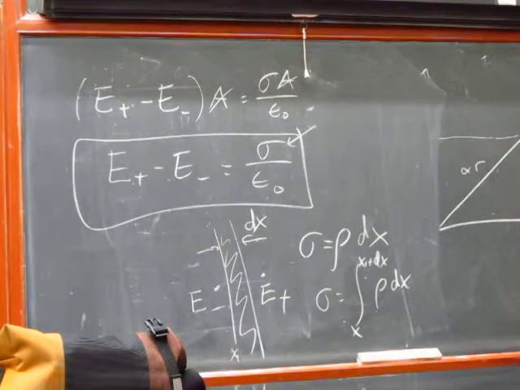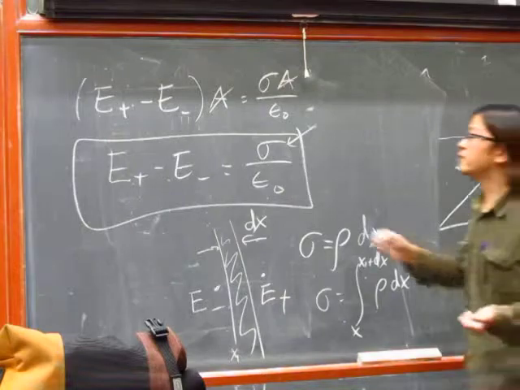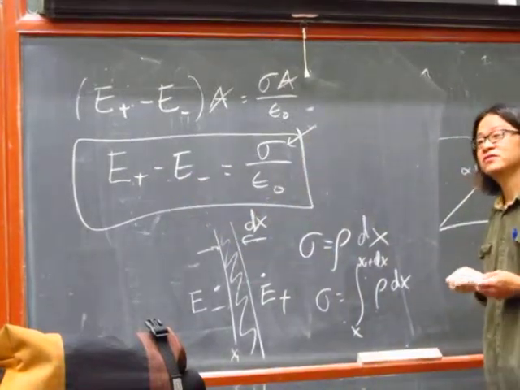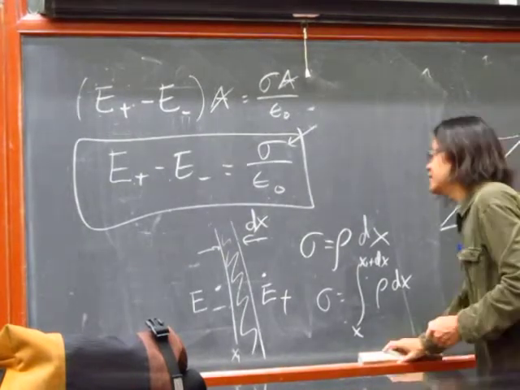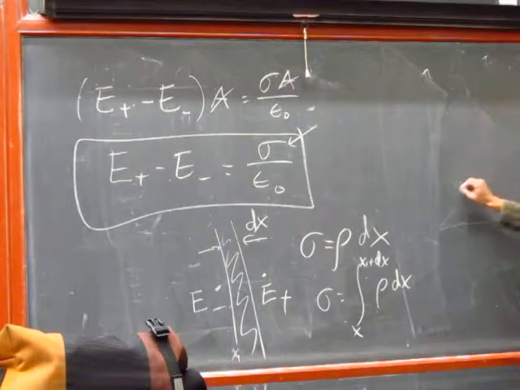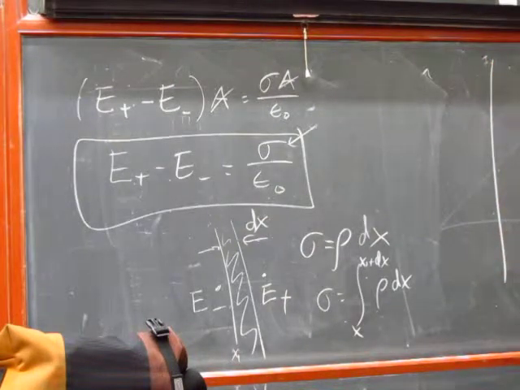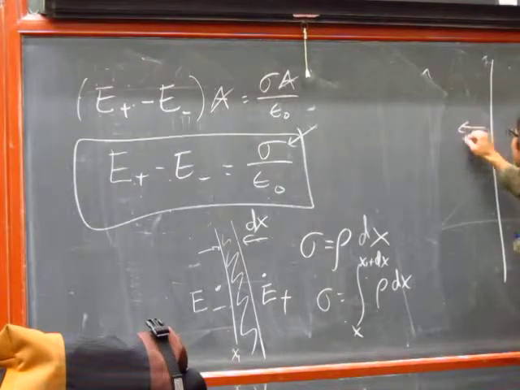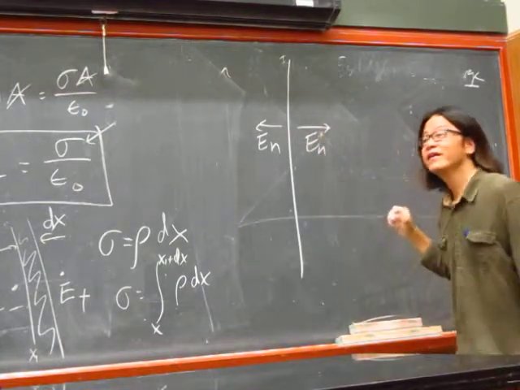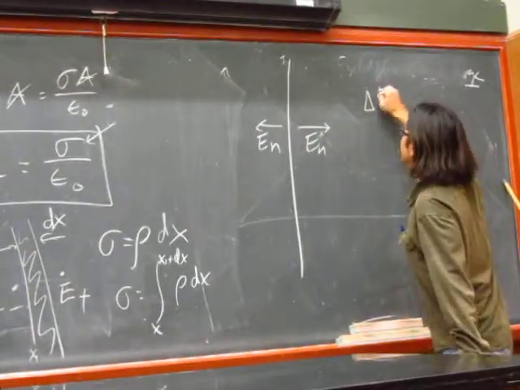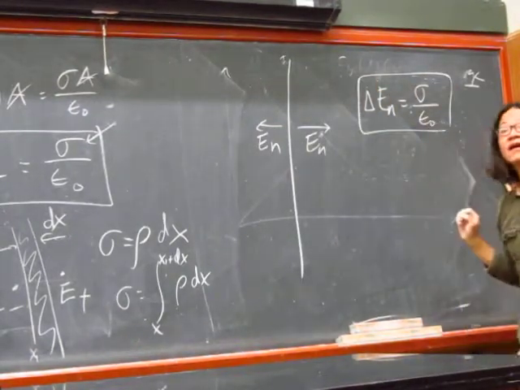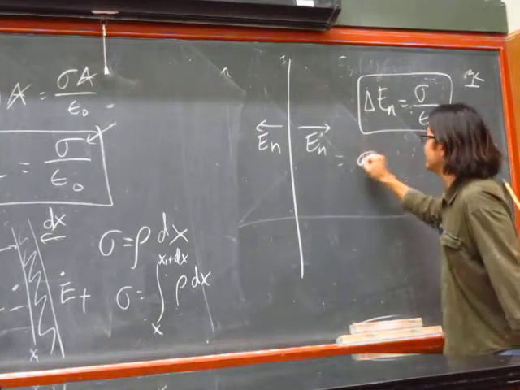Why is it minus, the E plus minus E minus? Oh, because I'm defining the direction of the electric field to be all pointing in the same direction. You can imagine in this case, and we'll see it in an example later on, suppose I have a sheet of charge. Here you have an E normal, and over here you have another E normal, and then the discontinuity En is just sigma over epsilon naught. Okay, because each En is sigma over 2 epsilon naught.